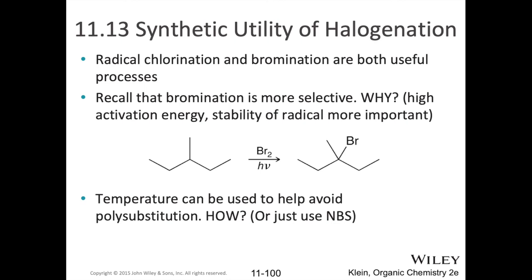Okay, and if you want to avoid polysubstitution, a good example is to use NBS, right? Remember that only produces one bromine radical. Okay, so that might limit the amount of bromine radicals you have floating around. Okay. All right. Another thing to keep in mind is also temperature. Lower temperatures will prevent the reaction running out of control.